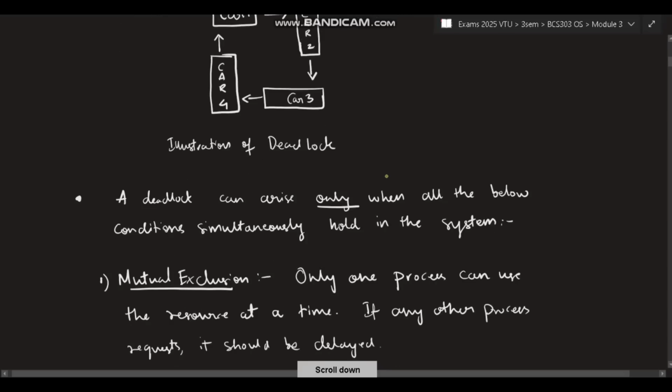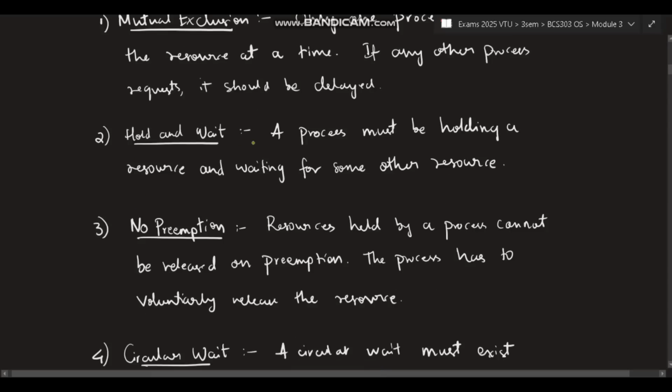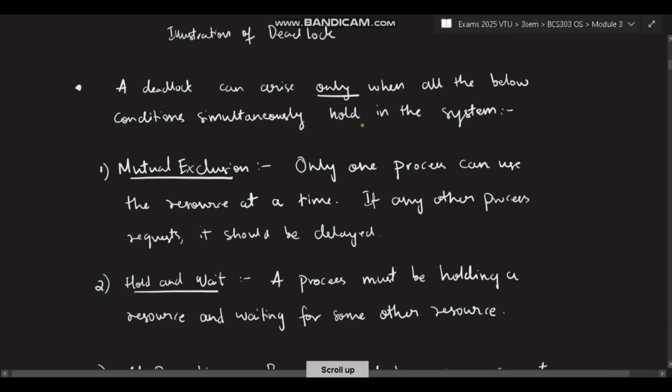Now what are the conditions under which deadlock can happen? A deadlock can arise only when all the below conditions simultaneously hold in the system. Four conditions are there, and all four should be present, then only deadlock will happen. Even if three out of four are present, deadlock will not happen. So let's understand what the four conditions are.